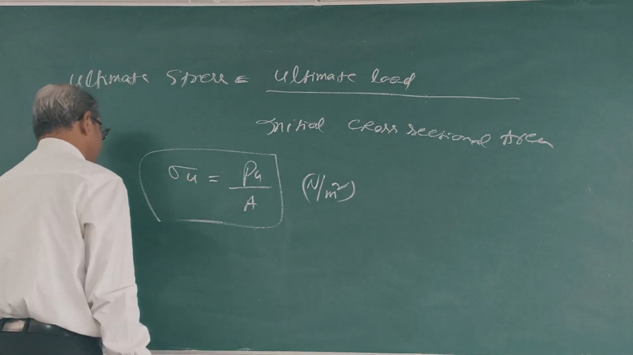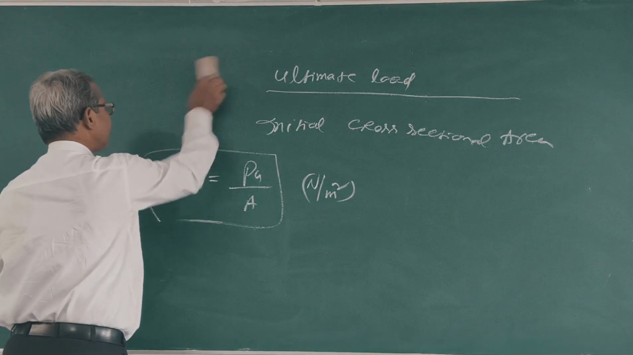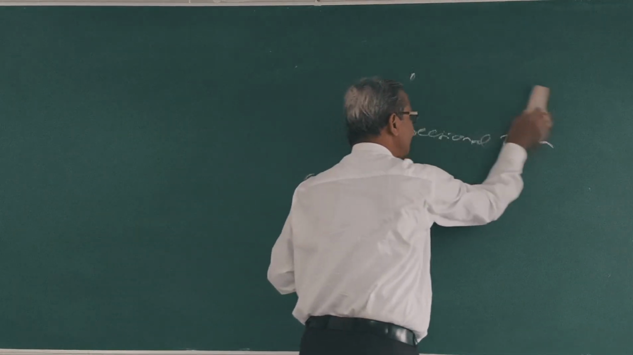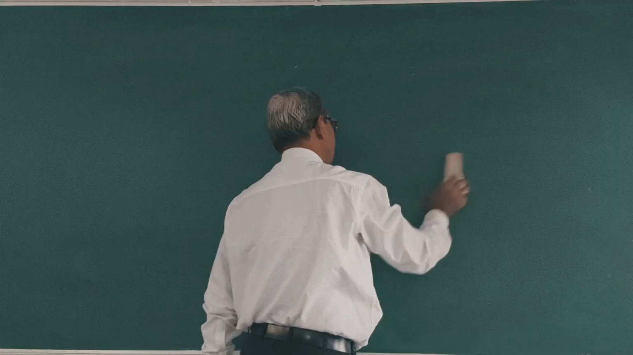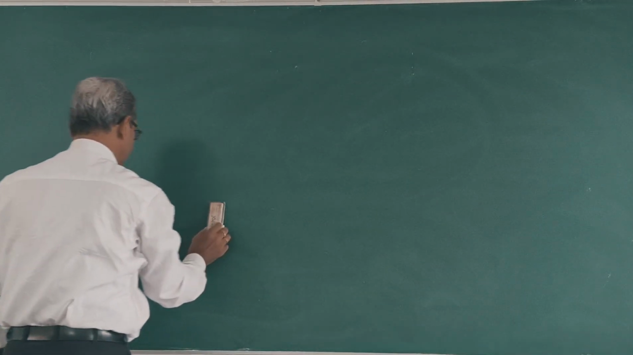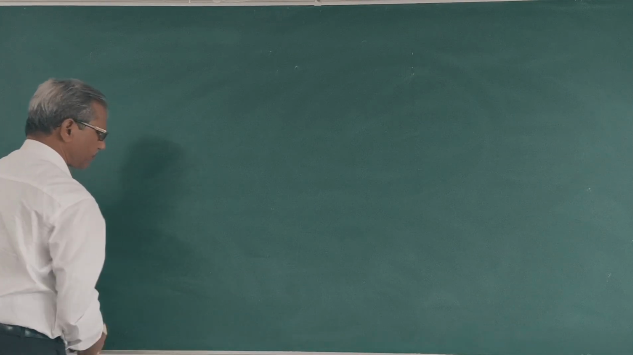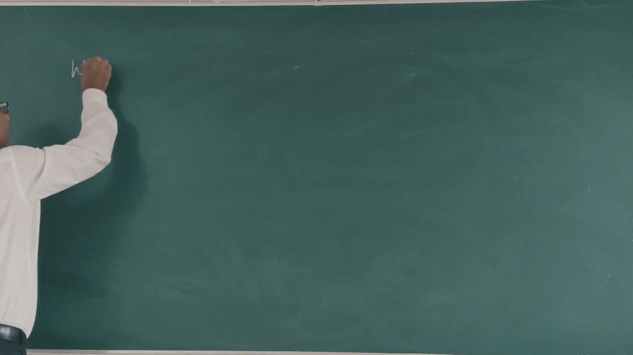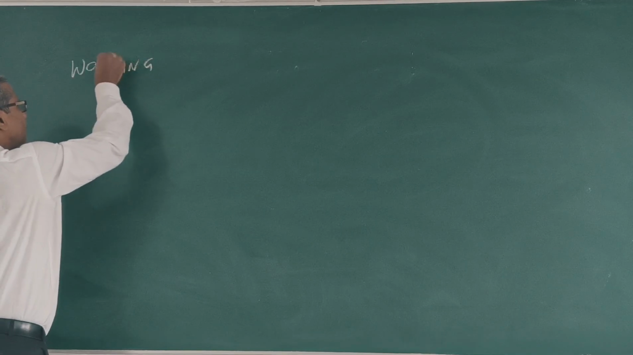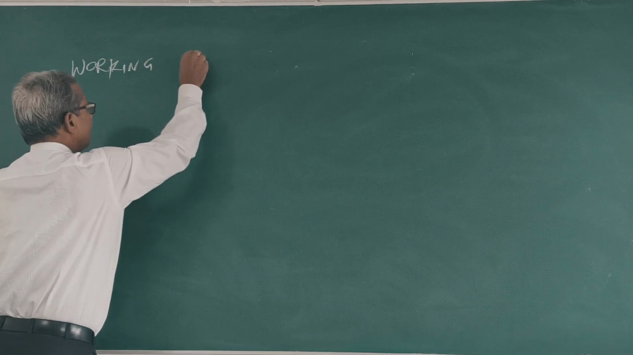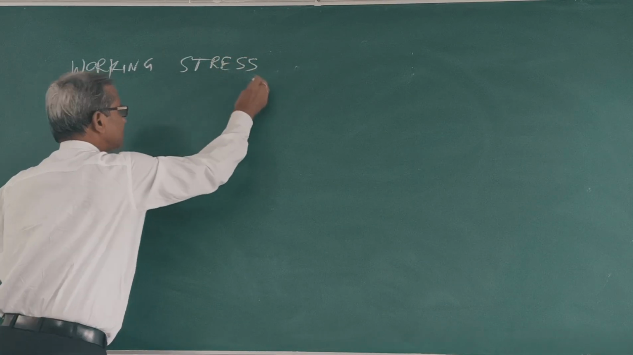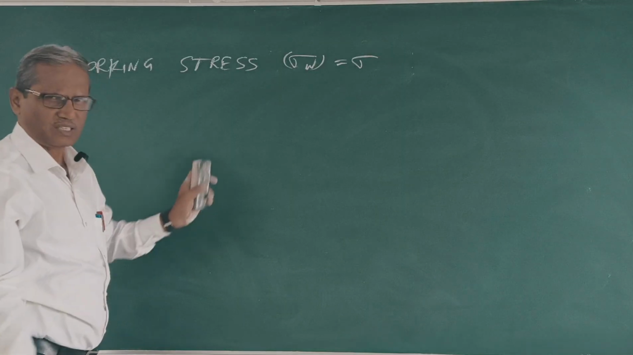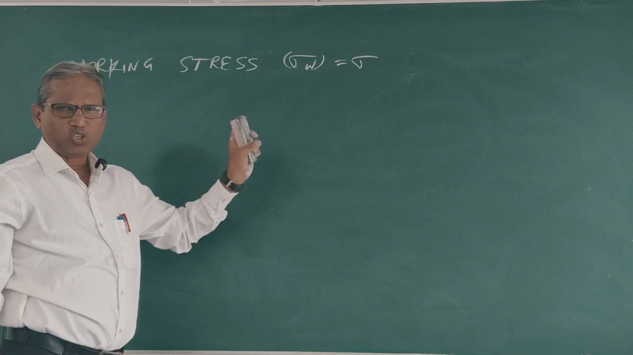Next, working stress. Working stress, sigma w or sigma, is the allowable stress. Our allowable stress is working stress. Clear? Which is used for design purpose.